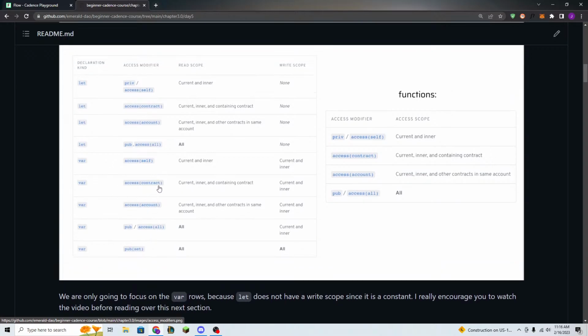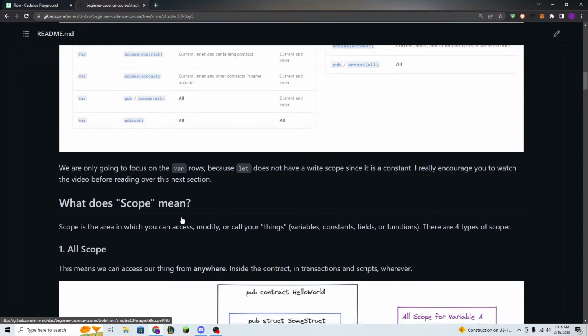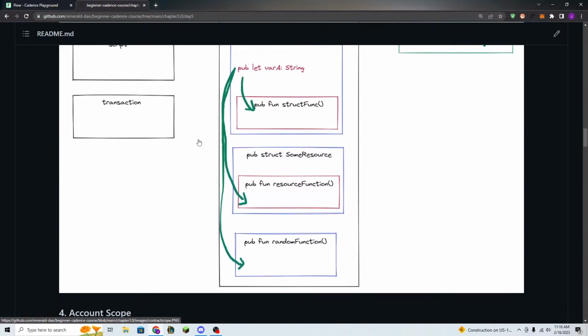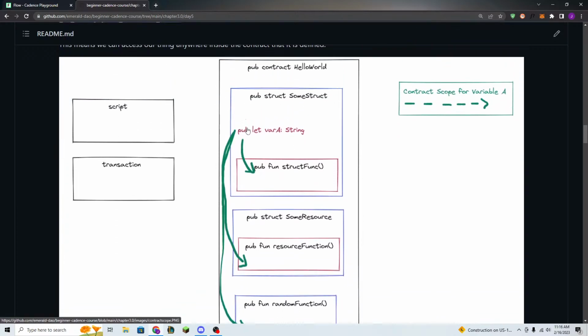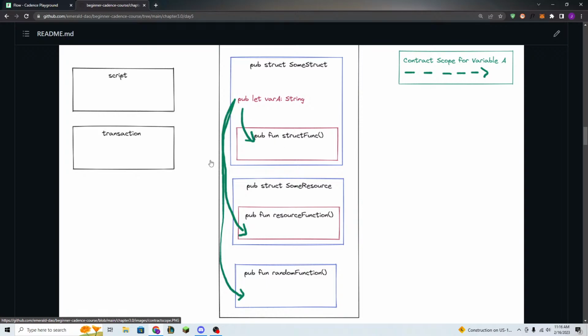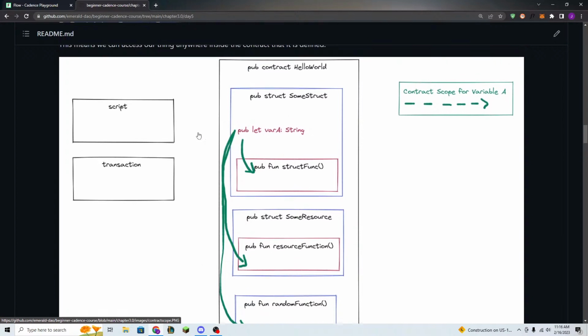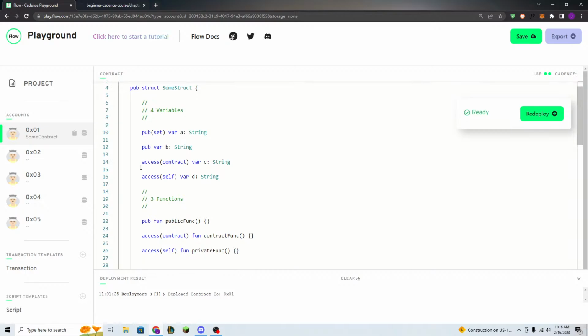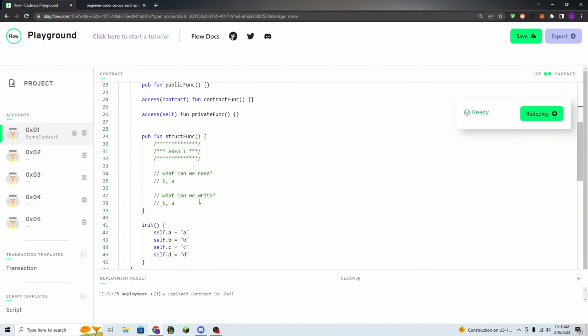So now let's look at access contract. If we go a little bit further, this is containing contract scope. What that means is it's anywhere inside of the contract. So it could be in here, it could be over here, but it can't be outside the contract in scripts and transactions. So this is a much different one. Let's go back to the contract here and we see access contract variable c, right? That's a string. So let's go in here. Do we think we can read and write c in here?